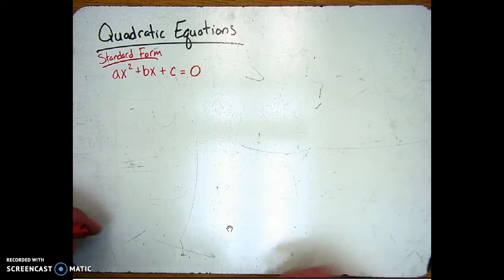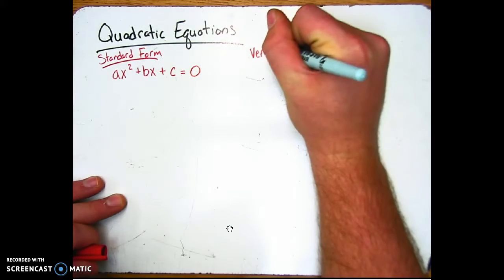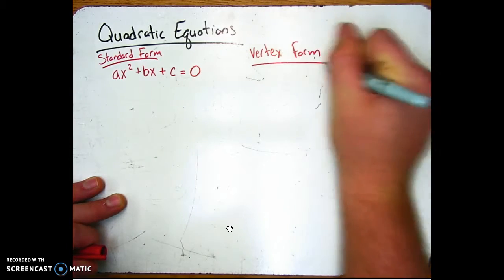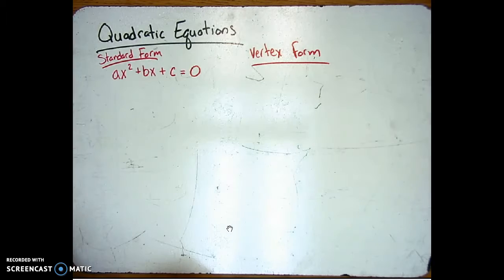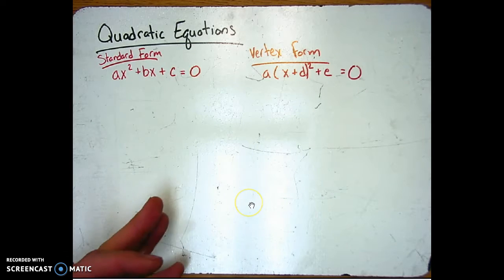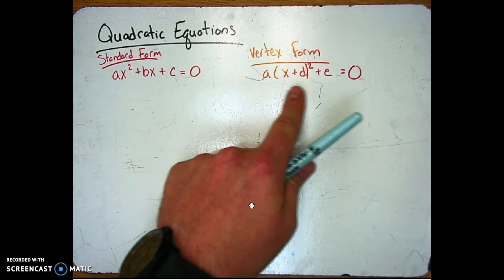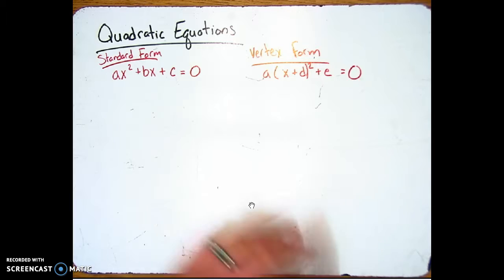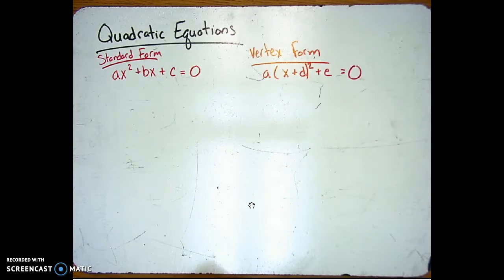There's another form that we call vertex form. And this makes it really easy for us to graph quadratic equations. Vertex form looks like this: a times the quantity x plus d squared plus e equals 0. And we'll talk about what each of these things mean when we actually get to graphing.